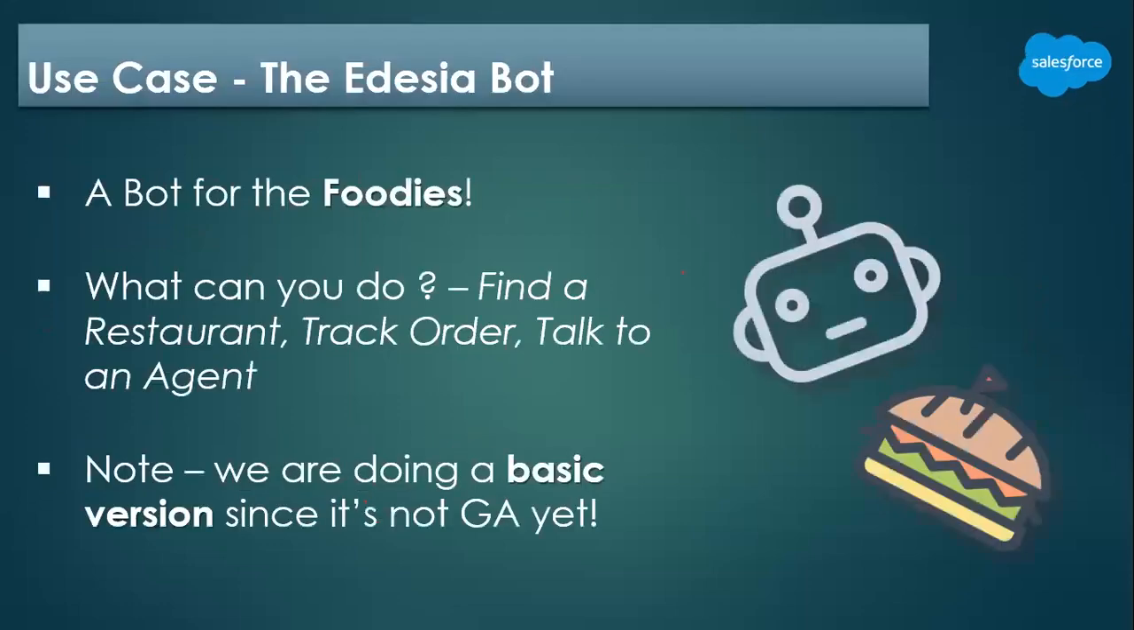Our use case is a foodie bot called Edicia bot. Using this bot, you can find a restaurant of your own choice, or maybe track an order, or even route to an agent. Now, this is very important. This is a pretty basic bot without any Apex actions, since it's not GA yet, but an example to show you the bot.